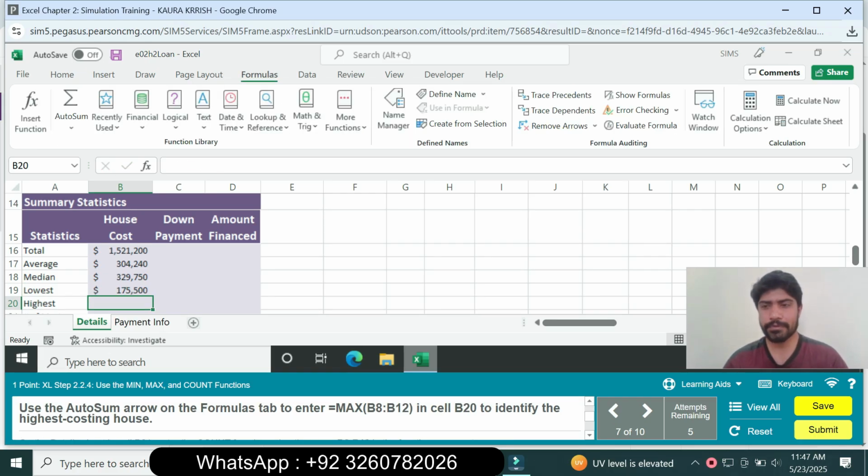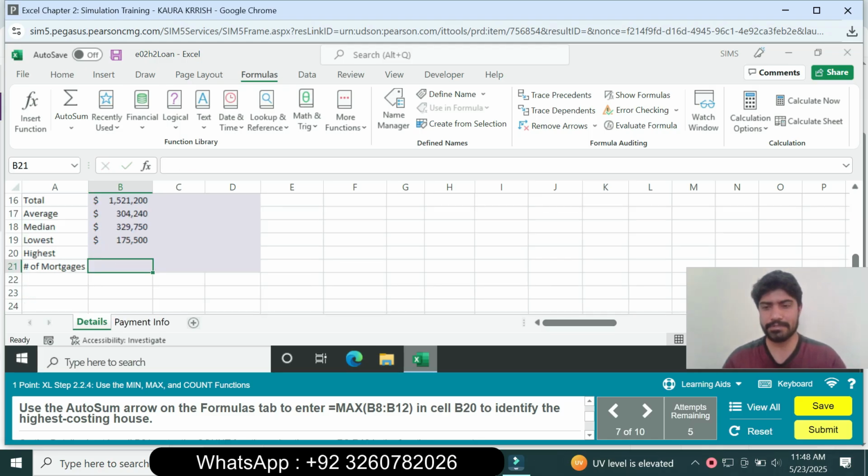Next is: use the AutoSum arrow on the Formulas tab to enter the MAX function for B8 to B12 in cell B20 to identify the highest costing house in cell B20, and press enter. So type equal to and type the MAXIMUM function, and the range is B8 to B12, close bracket and press enter.